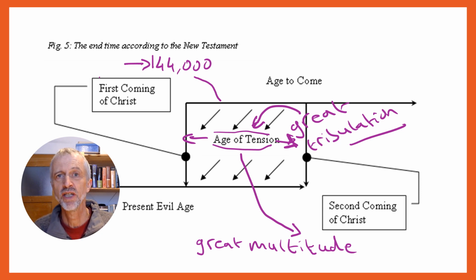It is the age of tension, the time of overlap between the present evil age and the age to come, and therefore the time of conflict between the two kingdoms. The church that marches into battle and tribulation will come out as a great multitude. And with that knowledge, we are now ready for the last seal to be opened. This will take us beyond the end. Take a deep breath. Here we go.